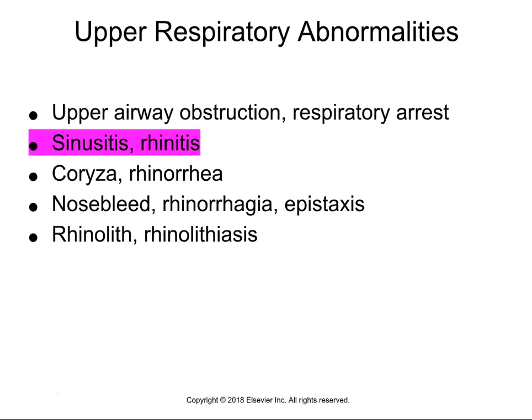Last two terms that we'll talk about today, we have rhinolith. Rhinolith is a calculus or stone in the nose. When somebody has a calculus or stone present in the nose, we call this rhinolithiasis. That's the presence of nasal stones.